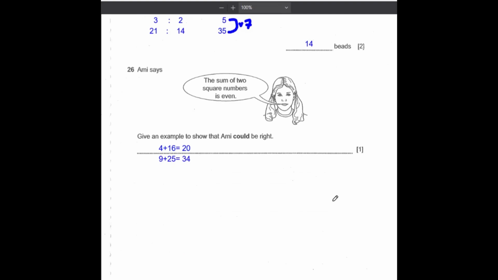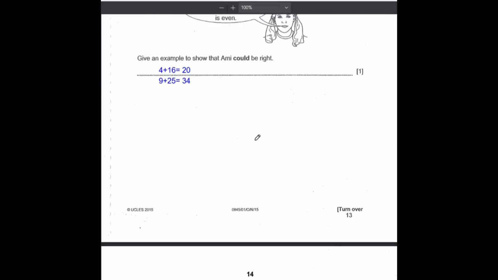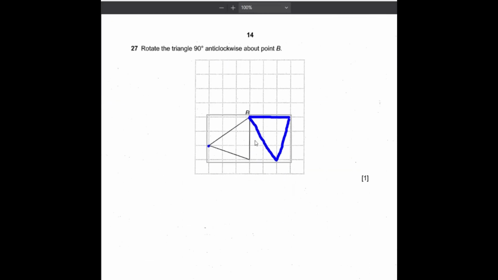Question: Ami says the sum of two square numbers is even. Give an example to show Ami could be right. You've got so many options. 4 plus 16, as an example, is equal to 20, or 9 plus 25 is equal to 34. Or what you need to do, just take any two even square numbers and add them together, or take any two odd square numbers and add them together. They will give you even. And that's it.